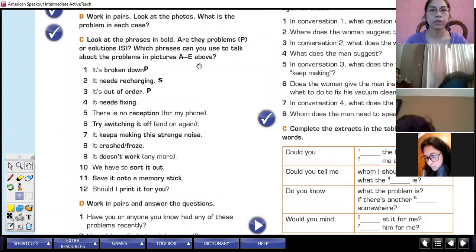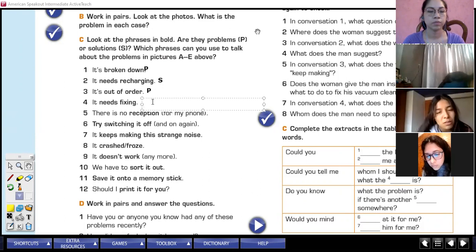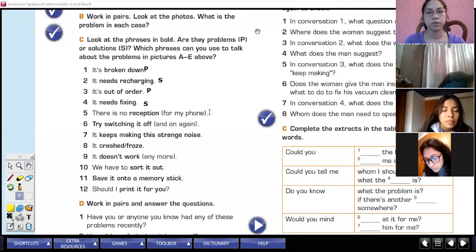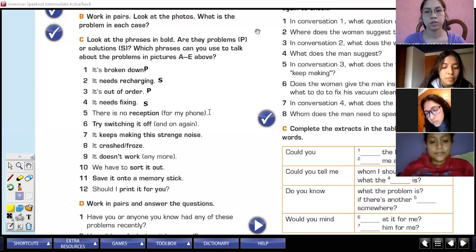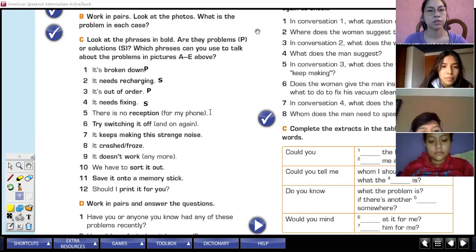Number 4. Who can read number 4? Who has number 4? Please. It needs fixing. Is it a solution? Repair or fix, they are similar. And number 5, who has number 5? Miguel. There is no reception for my phone. Is it a problem? It's a problem. Good.